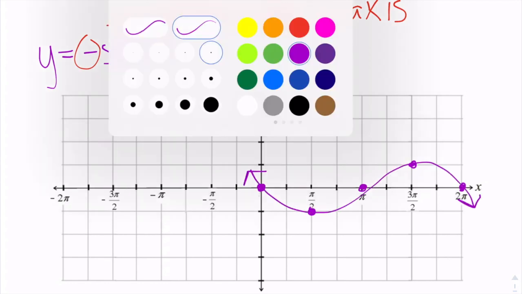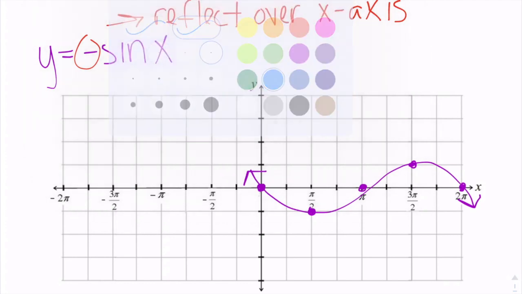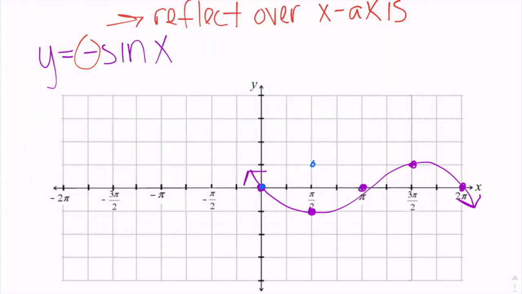You could also look at this by comparing it to our parent function, which I'll draw in blue really quick for you. That's your parent function, and so this point here is reflected over the x-axis, and this point here is reflected over the x-axis.